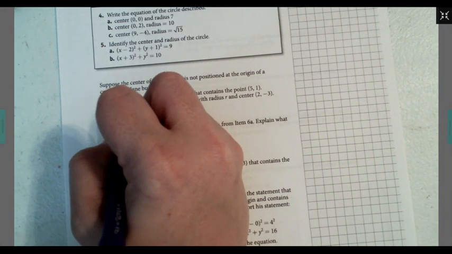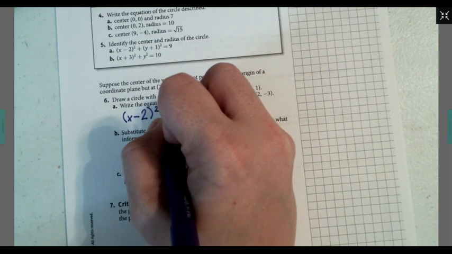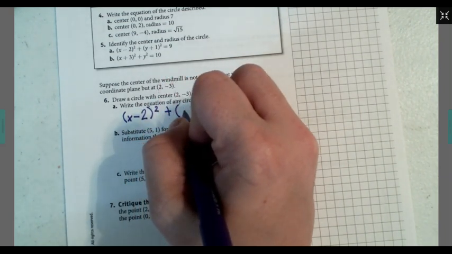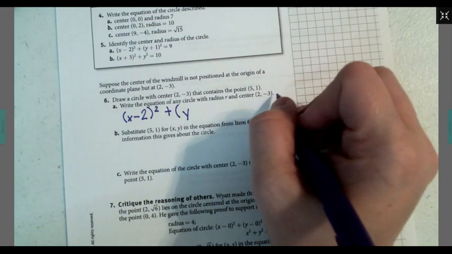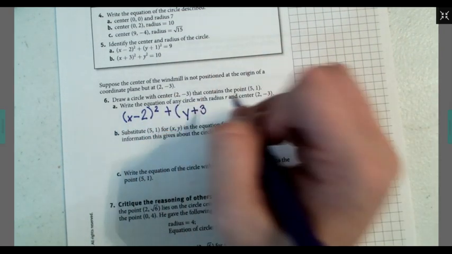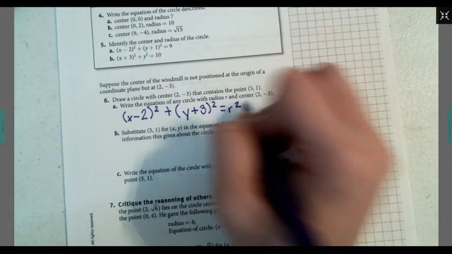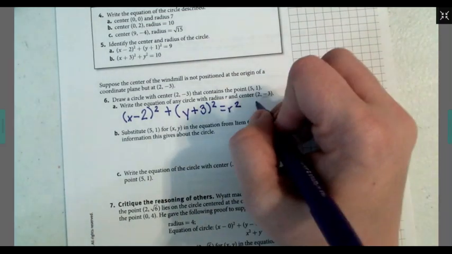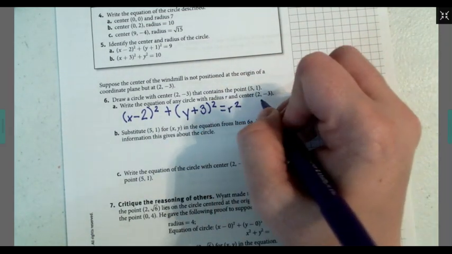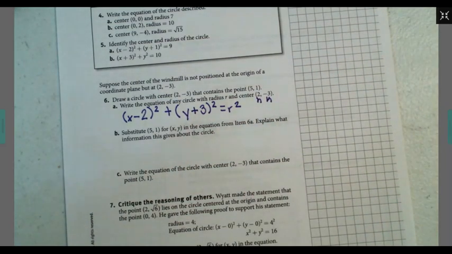So I'm going to say (x minus 2) squared plus (y minus -3), so it's really going to say (y plus 3) squared equals r squared. All I did was, I don't know my radius yet, and this is my h, this is my k.